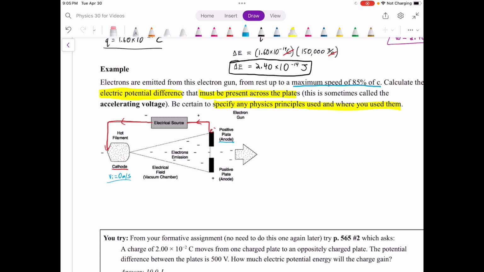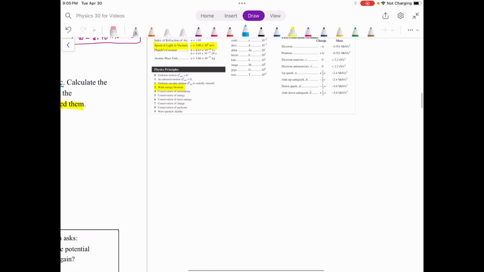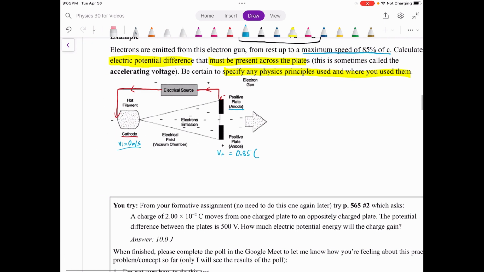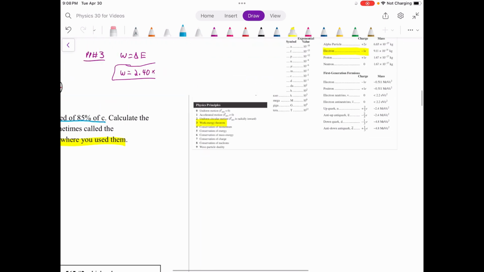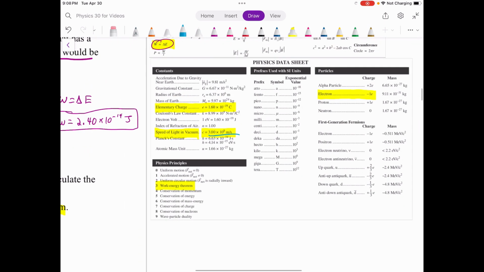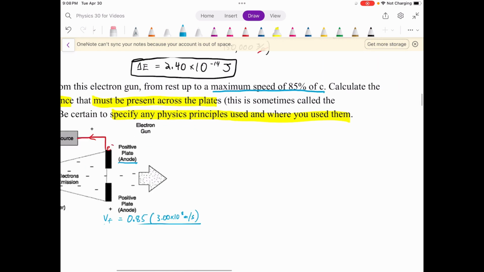So the final speed they have over here by the time they get accelerated all the way to the anode is just 85%, so 0.85 times c. And again, c from the back of your formula sheet is 3 times 10 to the 8 meters per second. Now, we also know that they are electrons that are being fired, so we automatically know their charge, and we actually already know their mass. Okay, we'll see if we need both of those, but we know their charge is 1.6 times 10 to the negative 19 coulombs, and their mass is also given as 9.11 times 10 to the negative 31 kilograms.